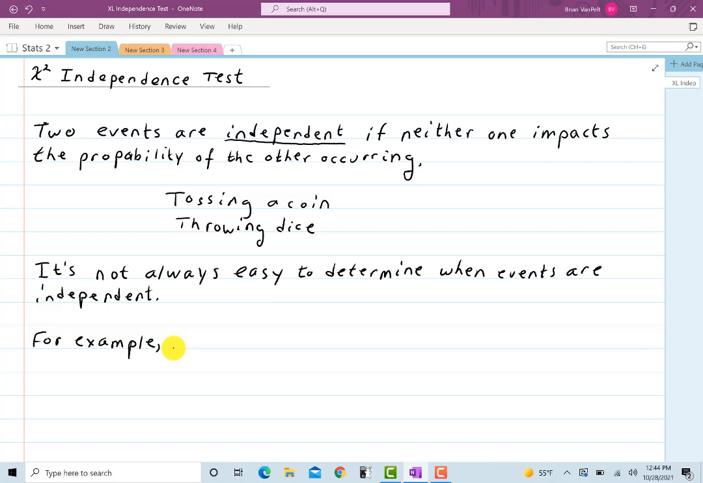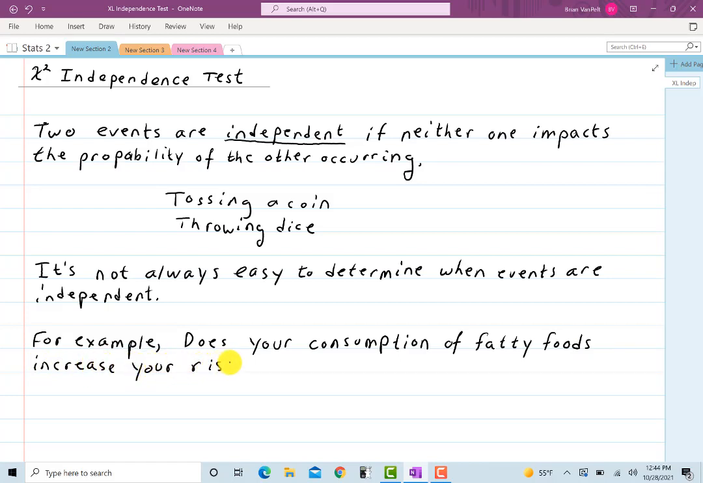For example, does your consumption of fatty foods increase your risk of, say, diabetes? Now we know sugar foods and things like that will have an effect. What about fatty foods? Not absolutely certain. What about ice cream? These are the kinds of studies that you see in newspapers all the time, trying to determine if there are links between certain modes of behavior and certain diseases that you might get.